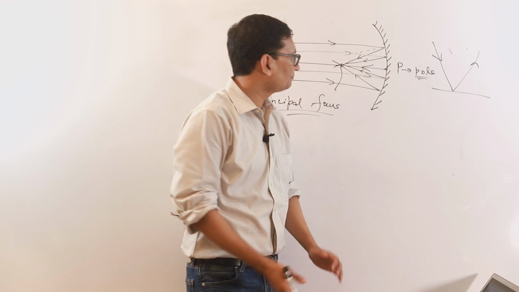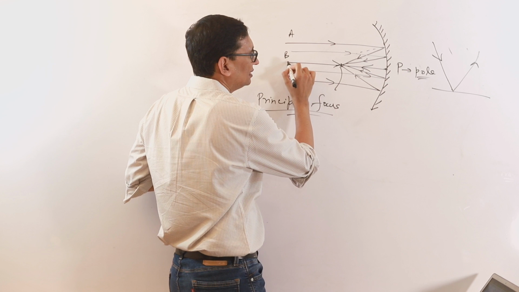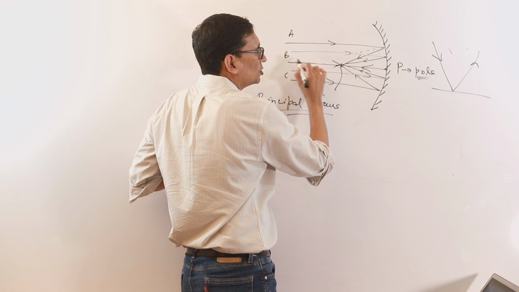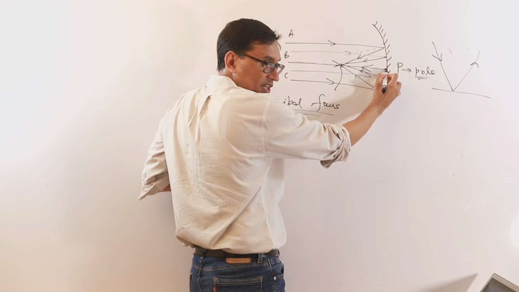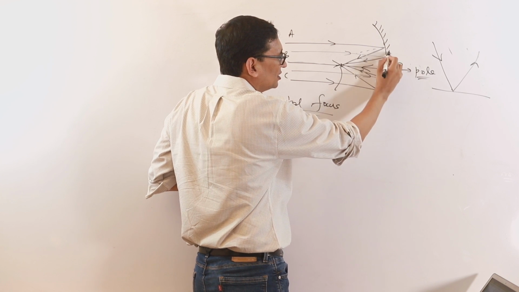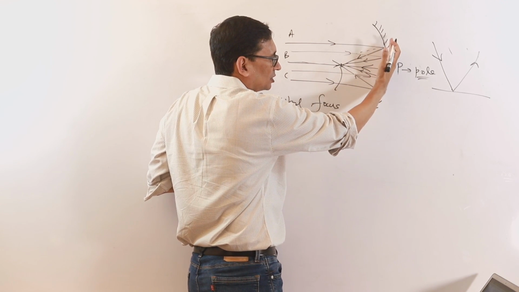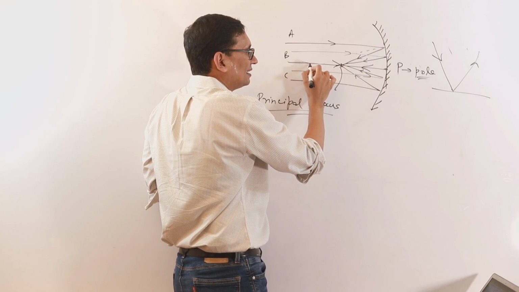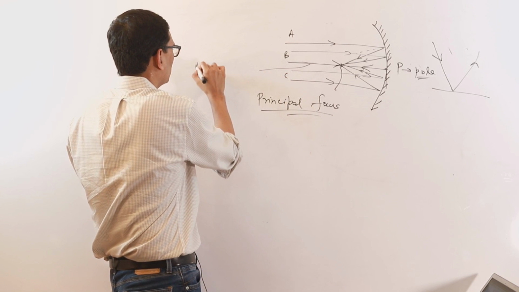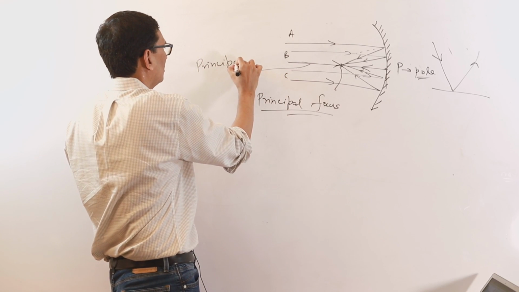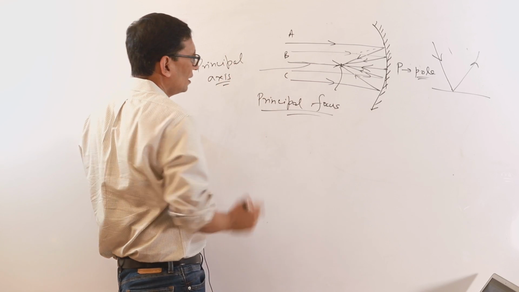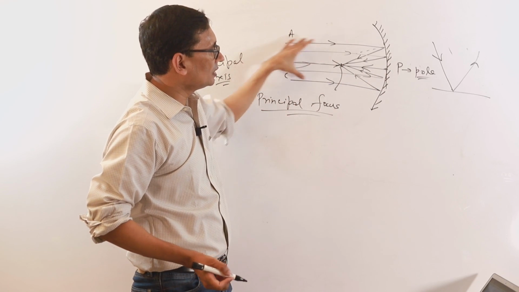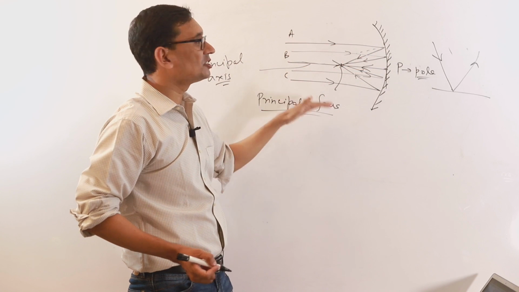That's number one. This ray B, or this line B, which is touching the pole, is perpendicular to the tangent. If I draw a tangent here, this line is perpendicular to the tangent, or perpendicular to the plane which is tangent to this point. So this line is called principal axis. So we have the pole, now we have the principal axis, and the point where all the rays meet after reflection, we call it principal focus.